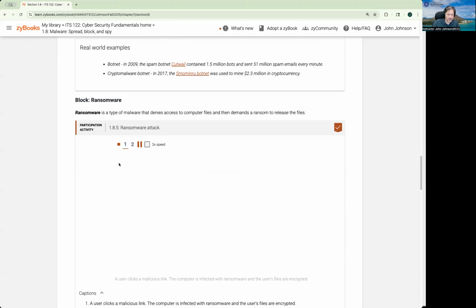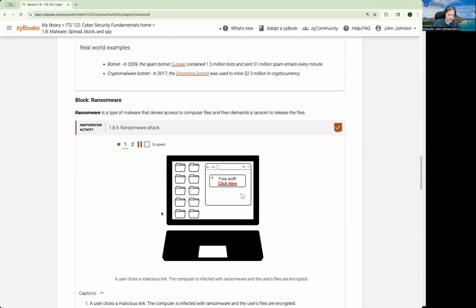So we'll go ahead and run the start thing here just to show it. It's a little two-step one. So user clicks a malicious link, click on it here. Hey, free stuff. We all fall for free stuff. So the computer is now infected with ransomware and the user's files are encrypted. Yuck.